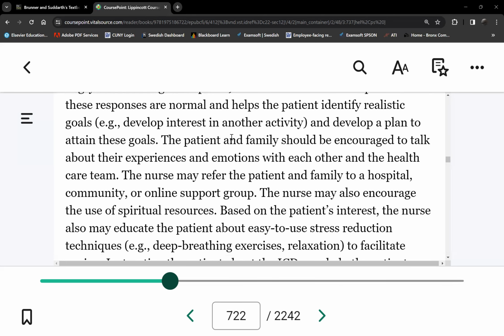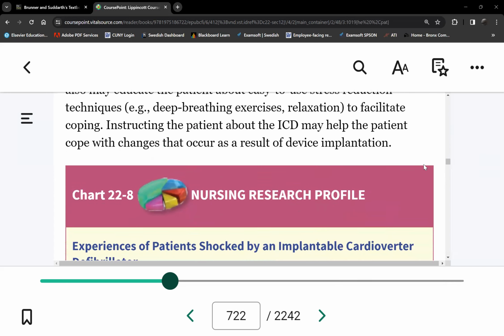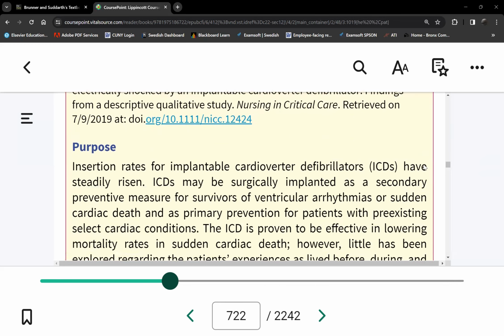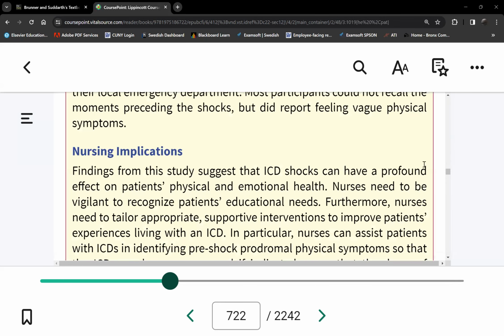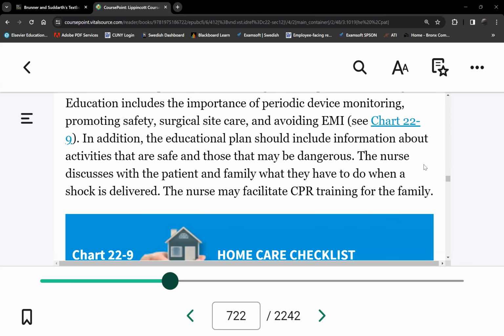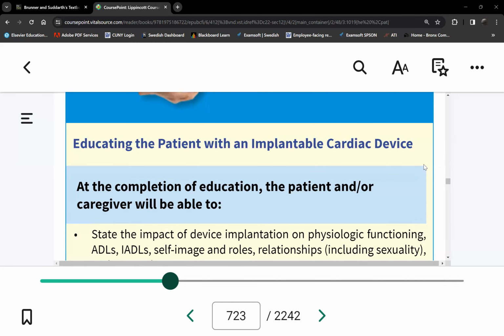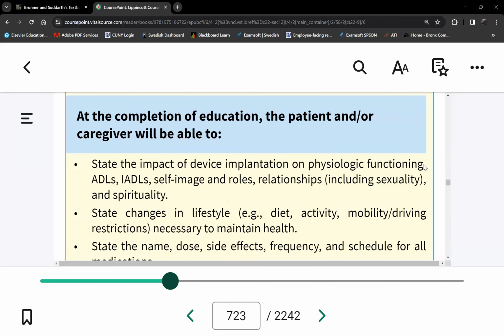So here, reassure them, because they may be tempted to just not do anything at all, because of fear of triggering an event. Okay, we're not done yet. There's so many here. There's a little bit of summary here, chart 22-9.